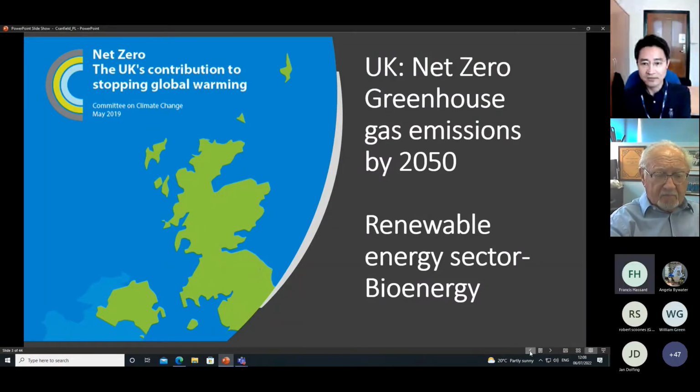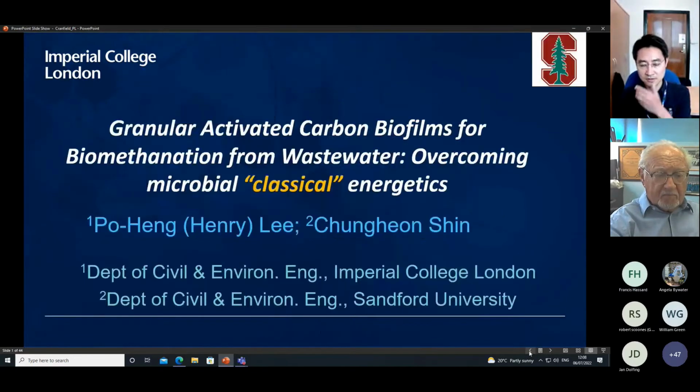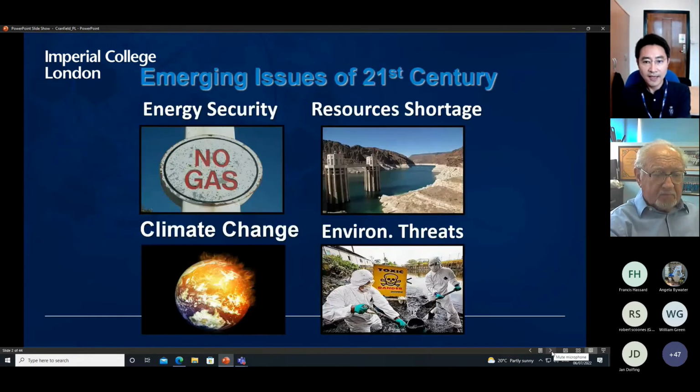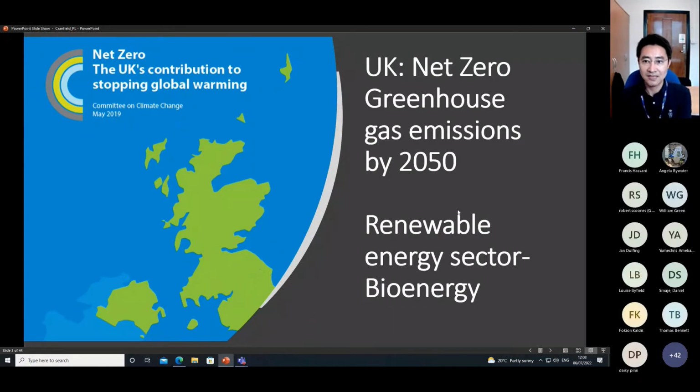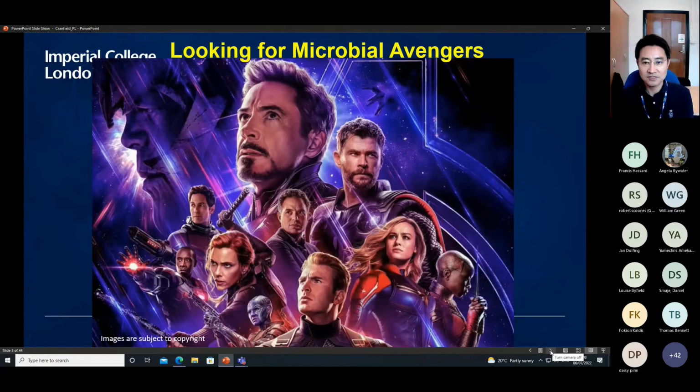Okay, great. So I'm talking about this topic, granular activated carbon biofilms, and this project with Stanford together. In this century we have a lot of issues, especially climate change, and especially in the UK, we are talking about net zero greenhouse gas emission by 2050. So how we can convert waste into energy is also one of the big issues. So this is not a trivial task.